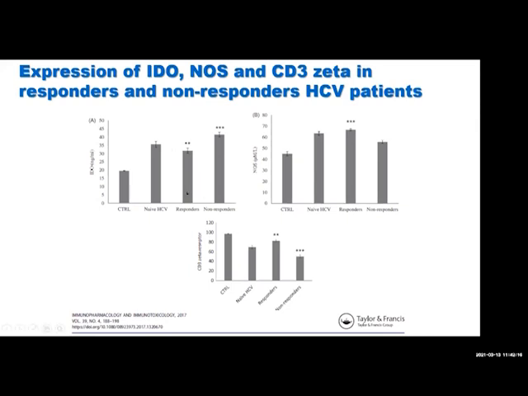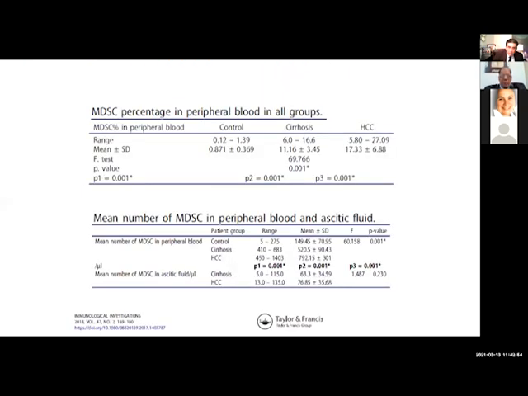We looked at the expression of IDO, NOS, and CD3 zeta, which are markers for the suppressor function of MDSC, and we compared responders and non-responders. We found that, regardless, the MDSC express these three molecules, especially IDO, even in naive HCV. But interestingly, we found in non-responders a high level of CD3 zeta, which is one of the hallmark biomarkers of the suppressor function of these cells.